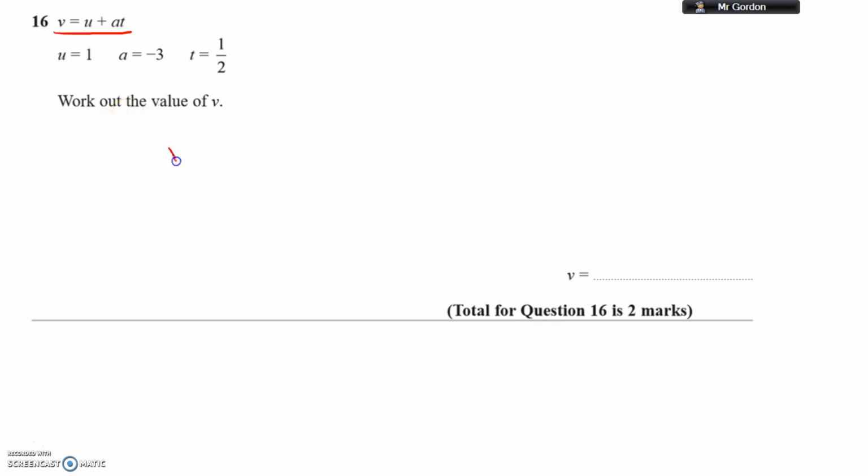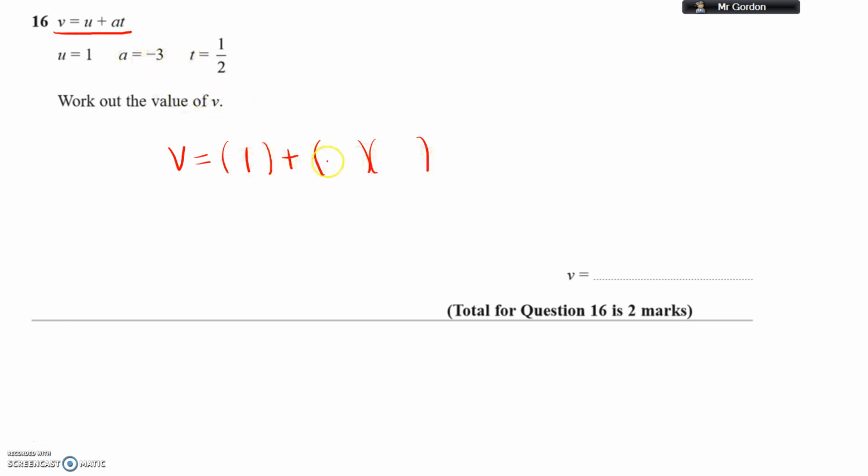So let's write this out. We've got V equals, so what is the value of U? I'm going to put it in here. So the value of U is 1. And we've got A times T. I always put brackets when I'm substituting into a formula. Keeps everything nice and laid out. I can see the values that I'm putting in.